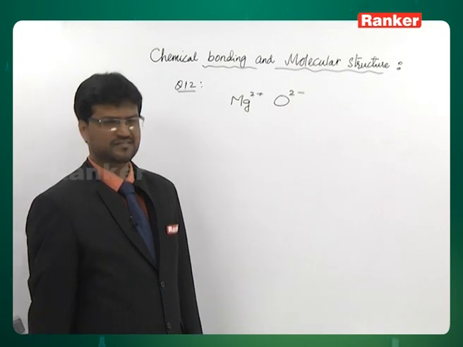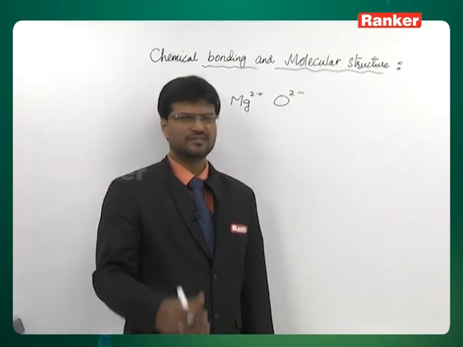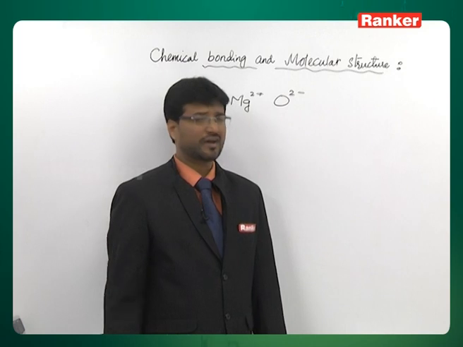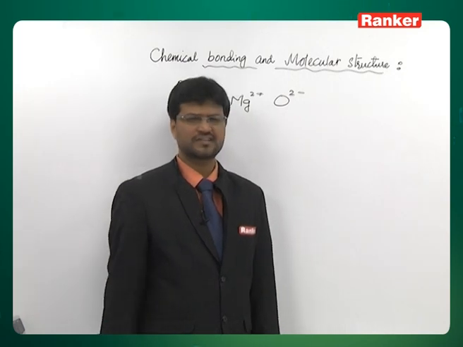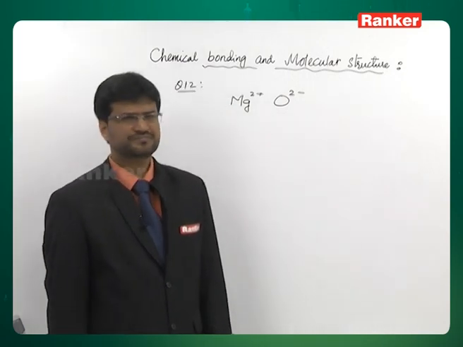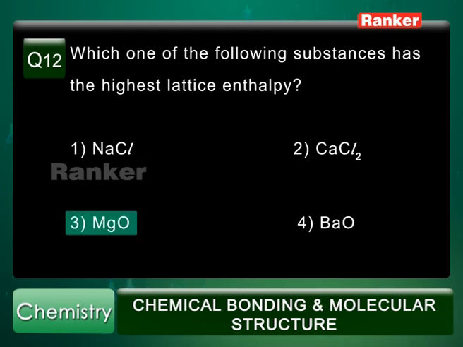Whereas, in all other cases either the cation is large as in the case of barium oxide, or the anion is large as in the case of NaCl and CaCl2. So, MgO has the highest lattice energy due to the high charge density of both cation and anion.